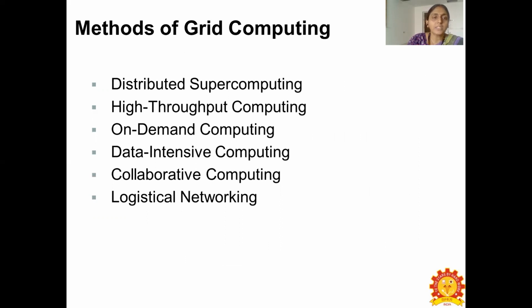And now we will see the different methods of grid computing. The first method is distributed supercomputing, and the second method is high-throughput computing, which enhances the performance of the grid. And third is on-demand computing, where based on the demand of the resources, the data is distributed among the different grids. And next is data-intensive computing, which focuses on being data-centric. And next is collaborative computing, where distributed resources are involved. And at last, logistical networking.